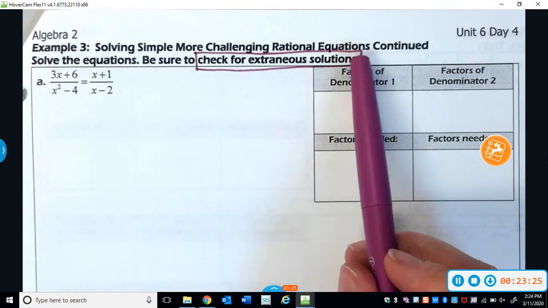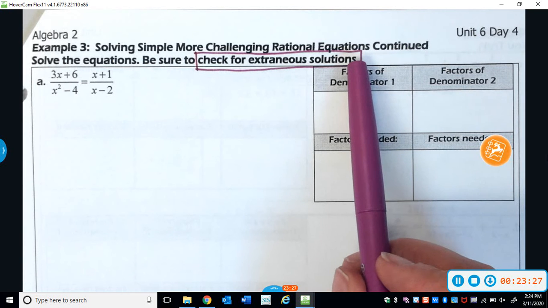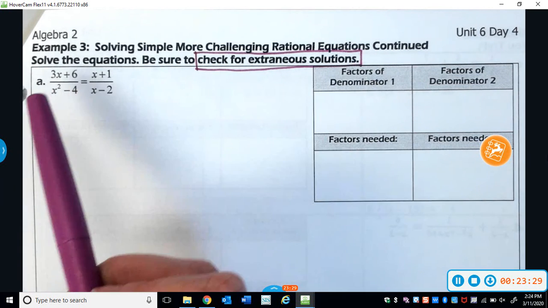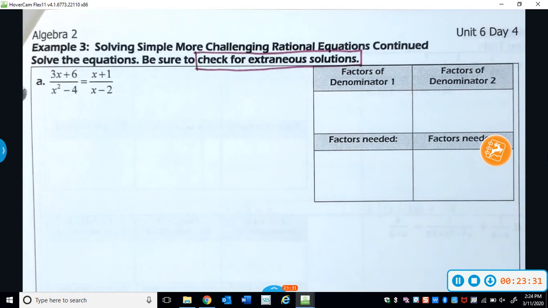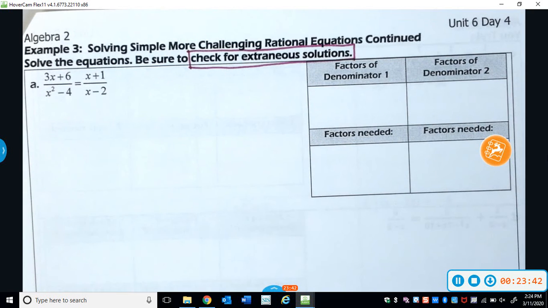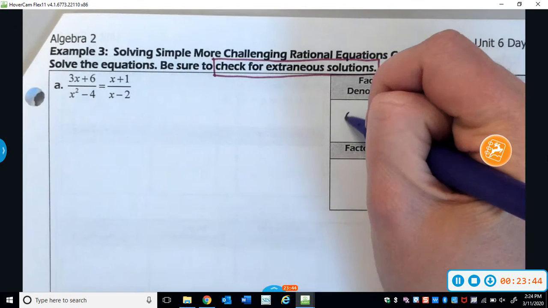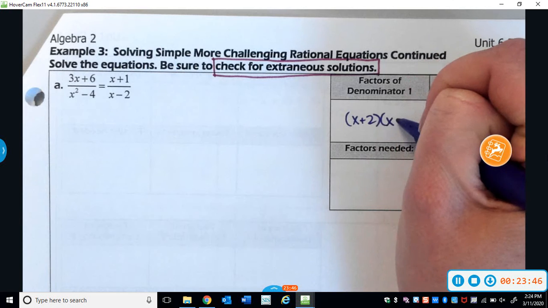And I'm going to always do the domain restriction to check for my solutions, but remember you're allowed to plug in your solutions in the denominator and see if it makes it 0. That's an option as well. So think about those denominators there, whether they factor more, how you would factor them. So I can see that the first one is a difference of squares. So the 2 factors there would be x plus 2 and x minus 2.